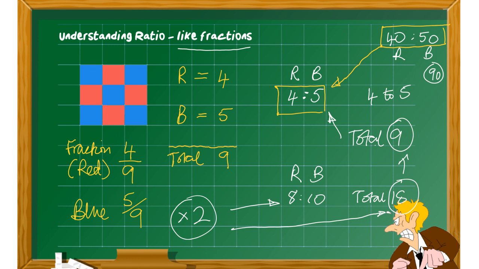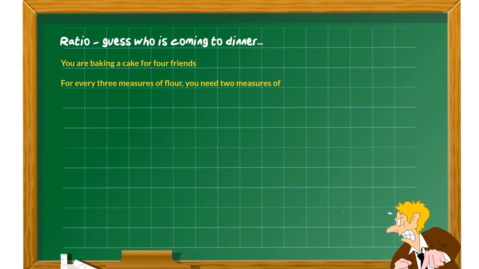Okay, we are going to look at our recipe and see how a ratio can help us. Imagine you are making a lovely cake for 4 of your friends, and the recipe tells you all the ingredients you need. For every 3 measures of flour, you need 2 measures of sugar. That means the ratio of flour to sugar is 3 to 2. We could ask ourselves, can we simplify this at all? And the answer is no. We cannot divide by anything to make it more simple. So the ratio is 3 to 2.